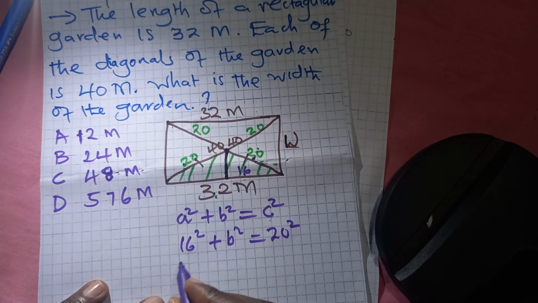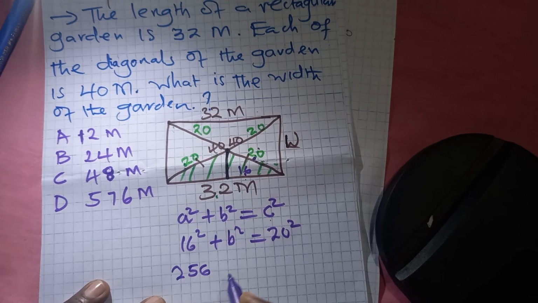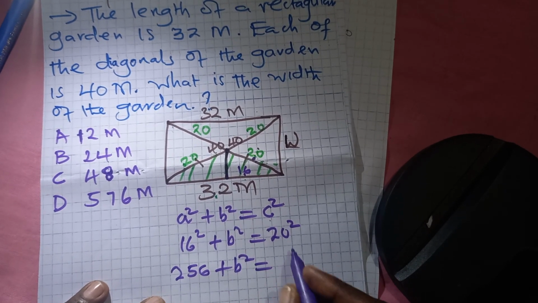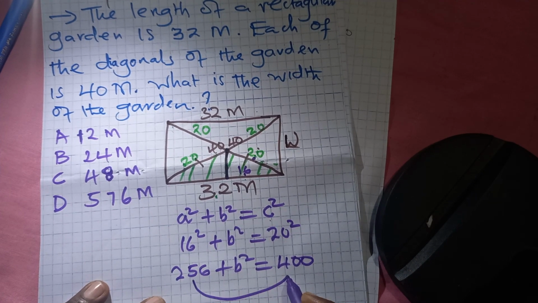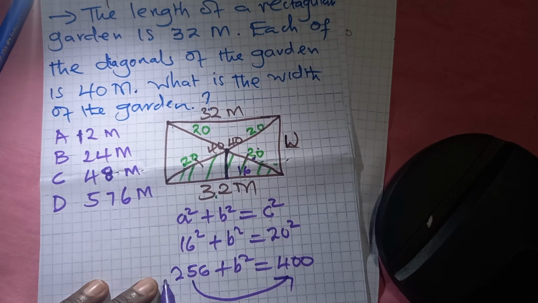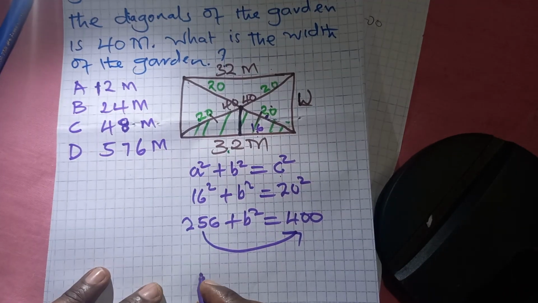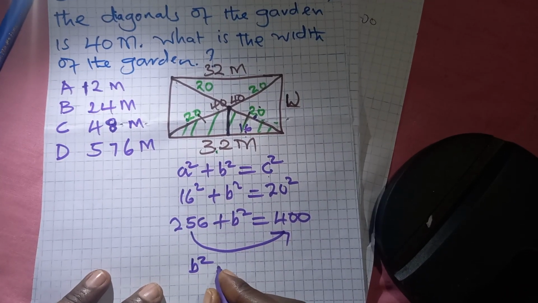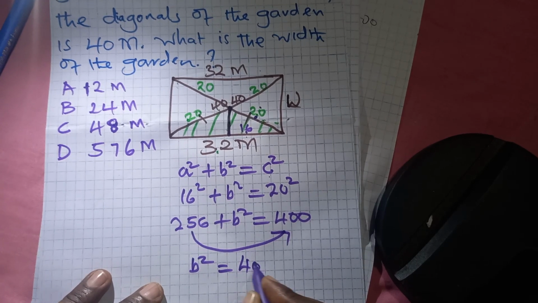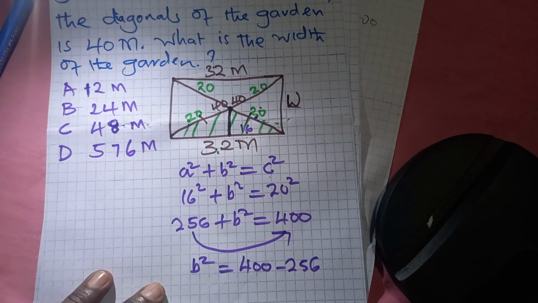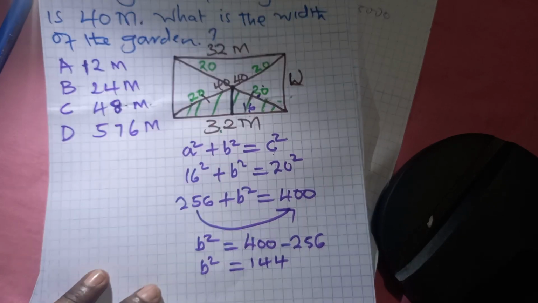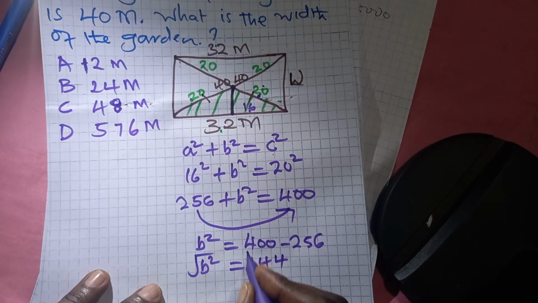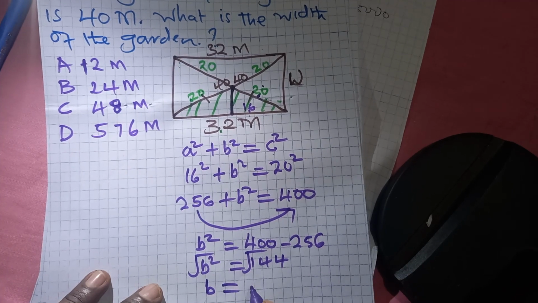So 16 squared is 256, plus B squared equals 400. We take 256 to this side, and once it crosses the equal sign, because it is a plus on this side, it becomes a minus. So we remain with B squared equals 400 minus 256. This gives us 144. Now we get our B by finding the square root of both sides. B is equal to 12.